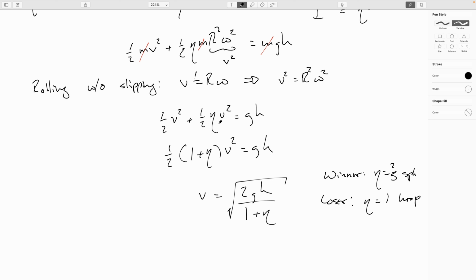And you'll notice here too that once we made this identification, the r went away. So that was my second promise kept. So the main thing that matters is just the shape of the object. Let it roll without slipping. The one that has the mass most concentrated towards its rotational axis is the one that wins.